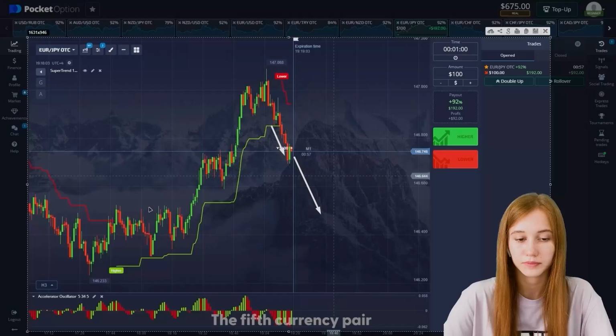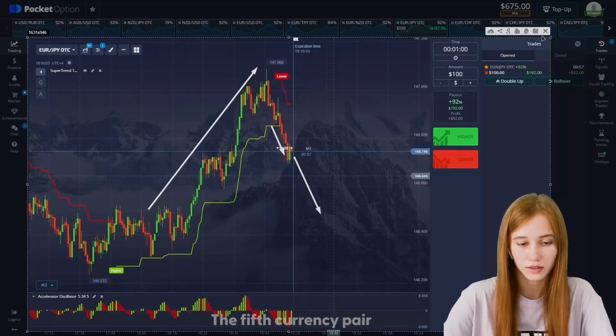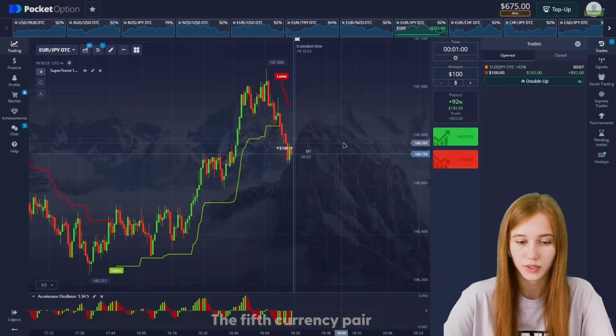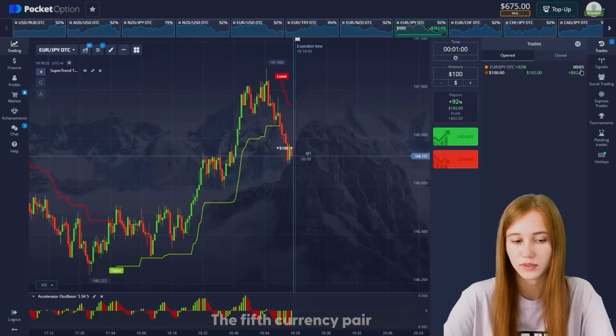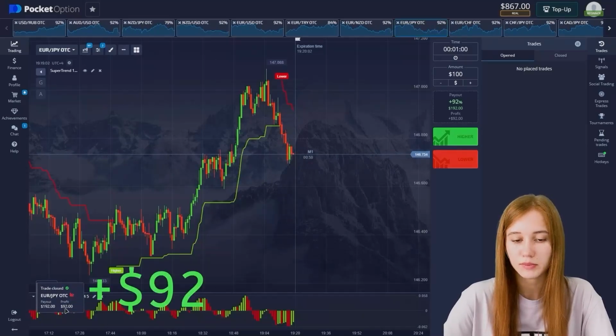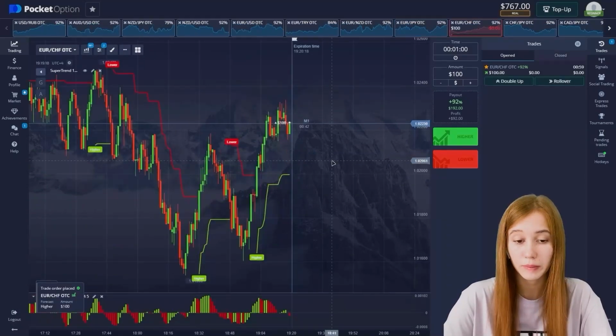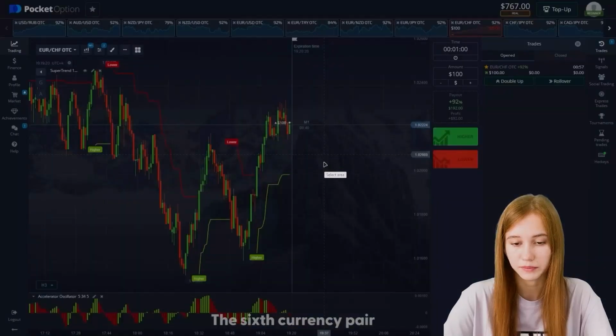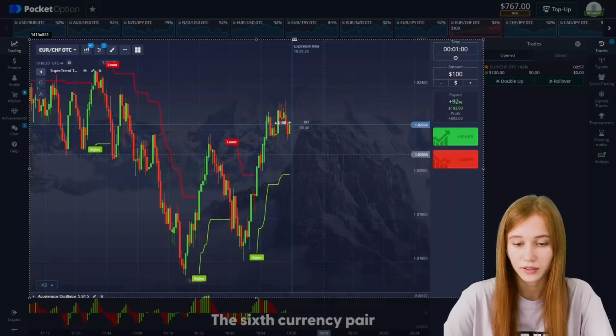Let's see. There are 4 seconds until the end of the deal, and I hope to close this deal with a profit. Yeah, we close with a plus, profit $92. So we move on to the next currency pair. Up deal, and let's see.